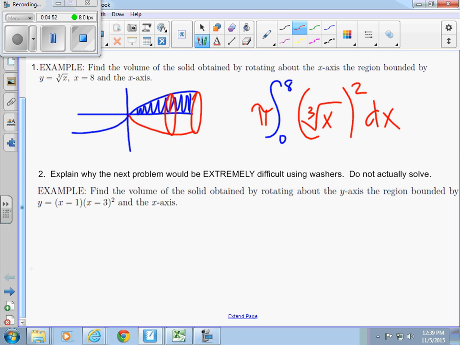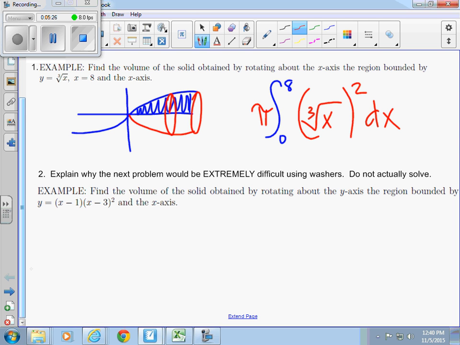Infinities. Okay, that's the key. If I'm rotating around the y-axis, isn't this a dy problem? Solve that for x. Good luck, right? Do you see why it's next to impossible? Because solving that equation for x would be awful, maybe impossible. Because of that, this is something that we couldn't do with discs and washers.